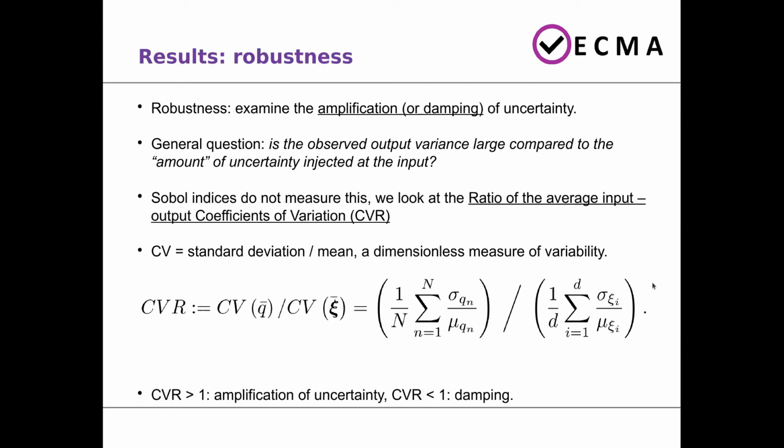The only problem we have here is that the dimension of the input is not equal to the output. Right? So we have D inputs, so over here we have an average coefficient of variation of the input. And we have N output points, in this case 800, and so this is the average CV of the output. And the CVR, the coefficient of variation ratio, is just these two divided. If it's larger than 1, we say that the code amplifies uncertainty. If it's smaller than 1, we say that it dampens the input uncertainty.